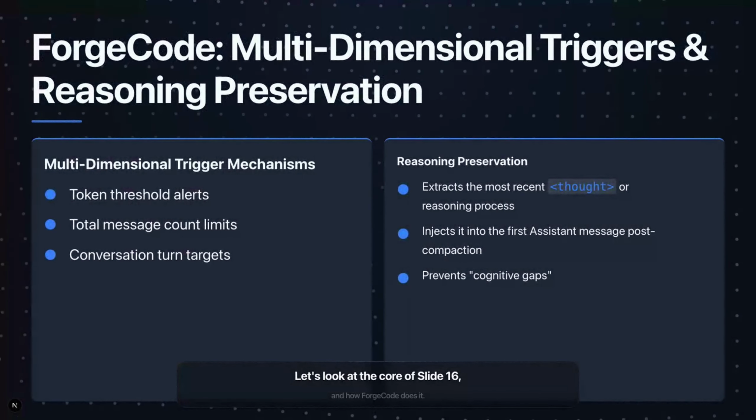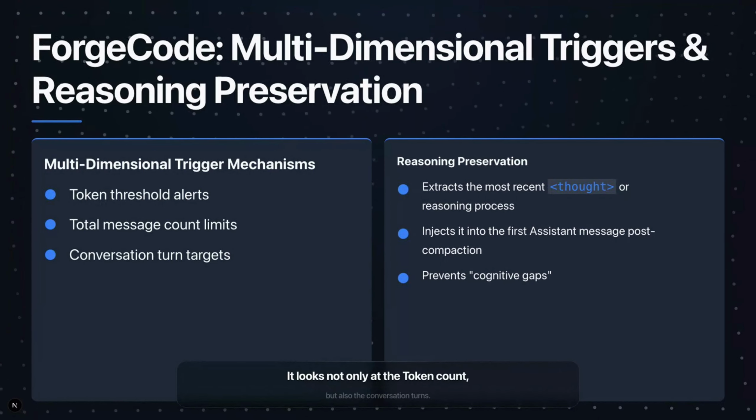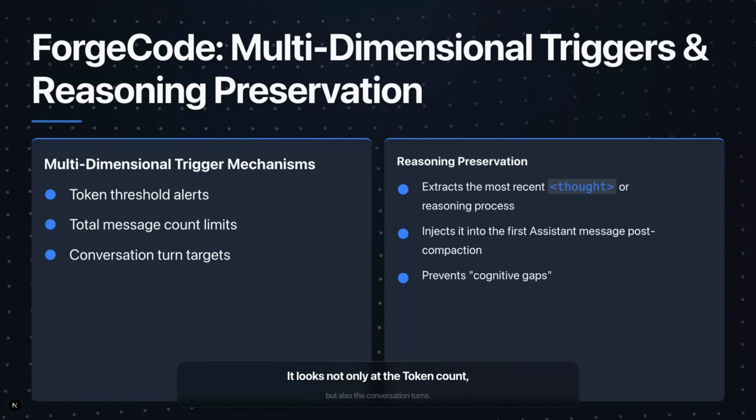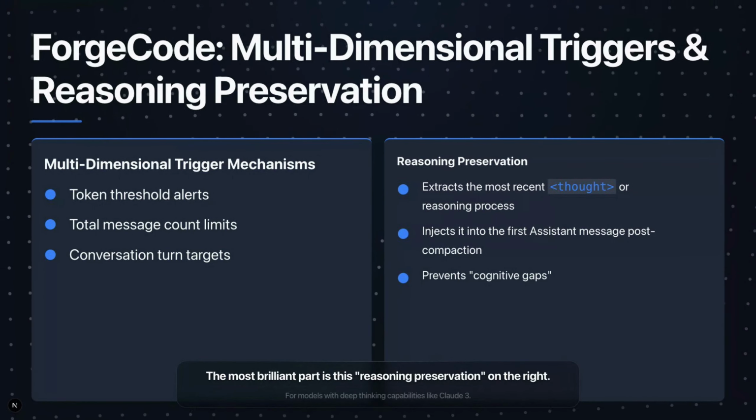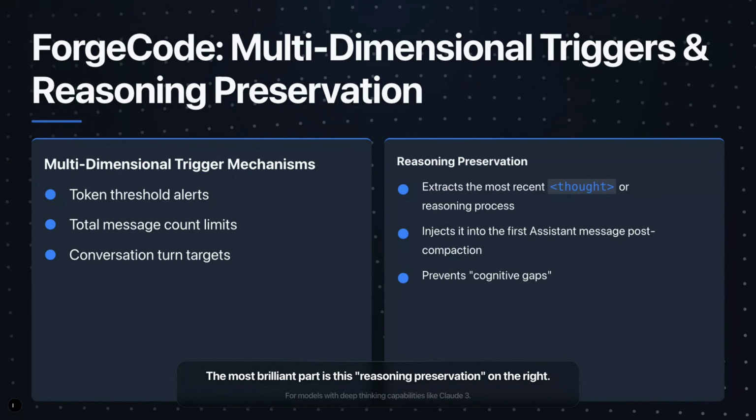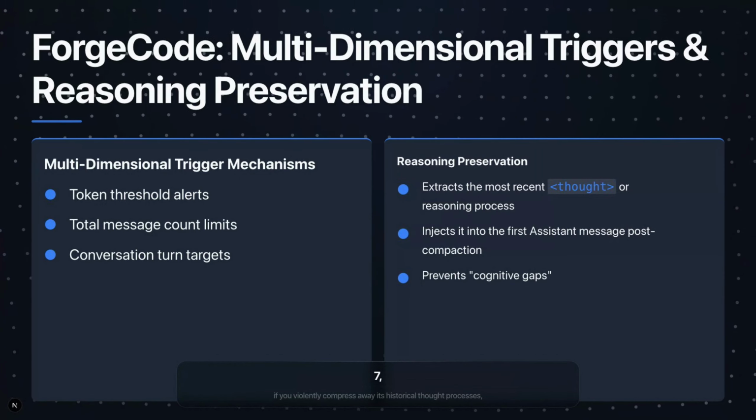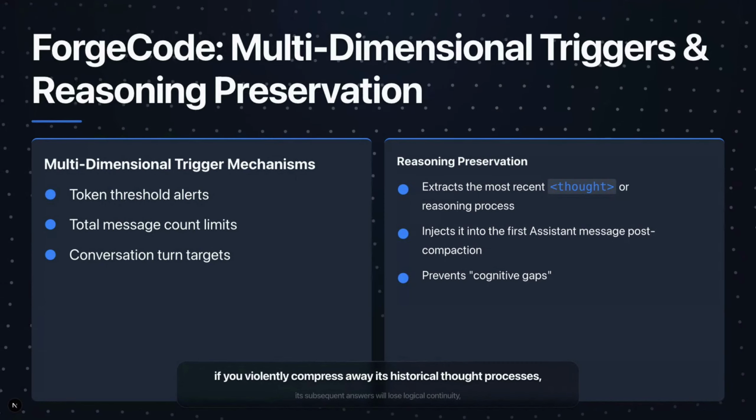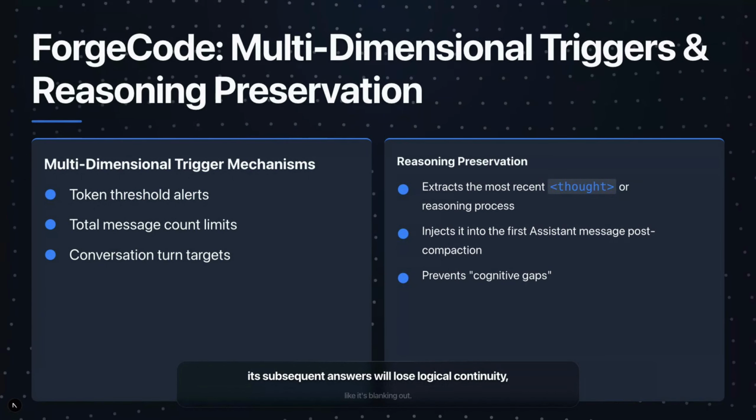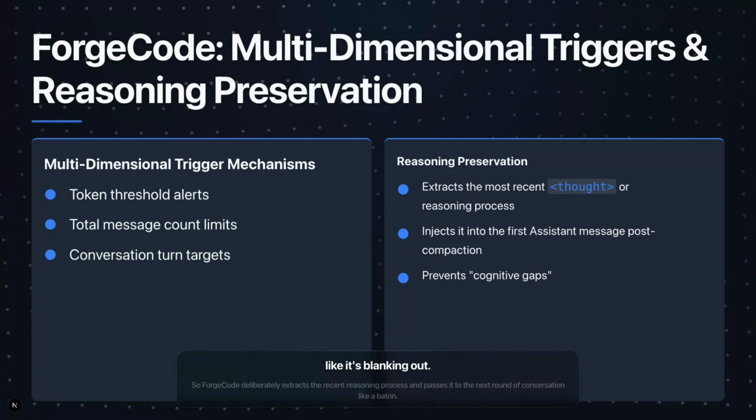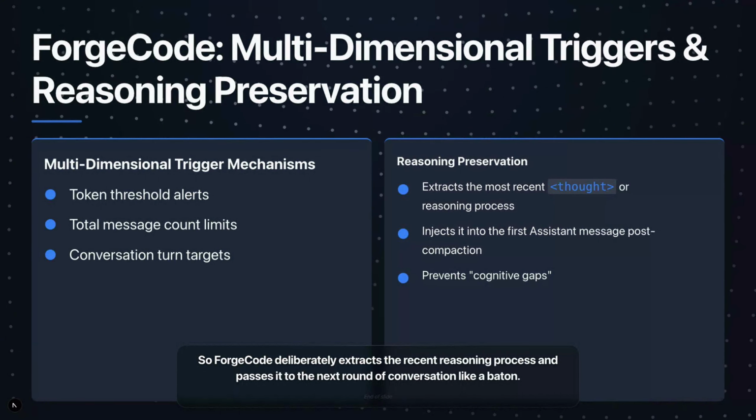Let's look at the core of slide 16 and how Forge Code does it. It looks not only at the token count, but also the conversation turns. The most brilliant part is this reasoning preservation on the right. For models with deep thinking capabilities like Claude 3.7, if you violently compress away its historical thought processes, its subsequent answers will lose logical continuity, like it's blanking out.